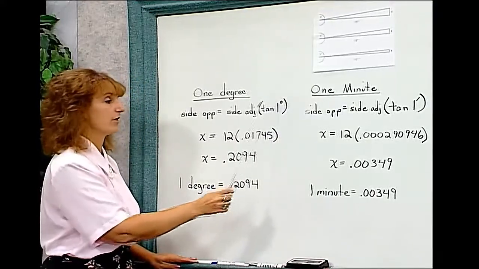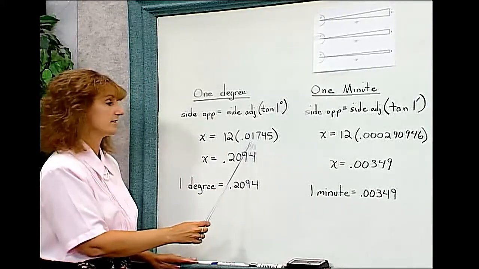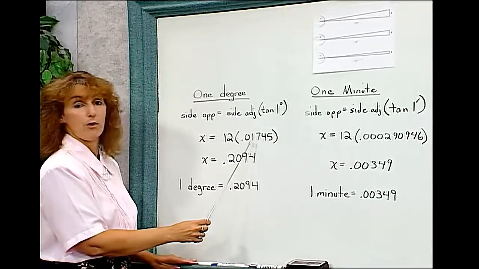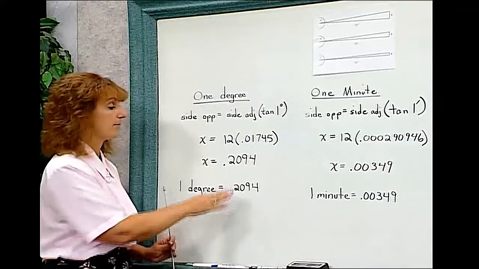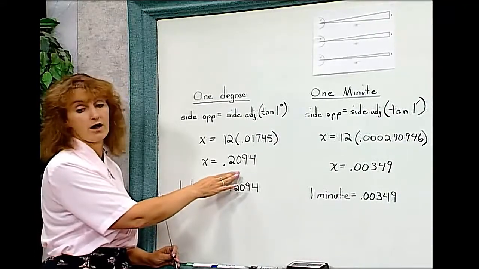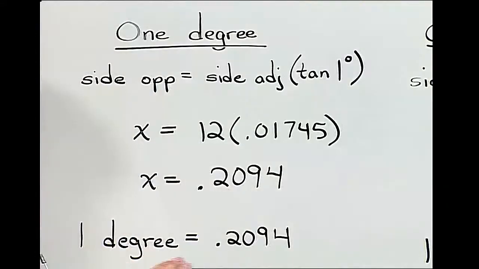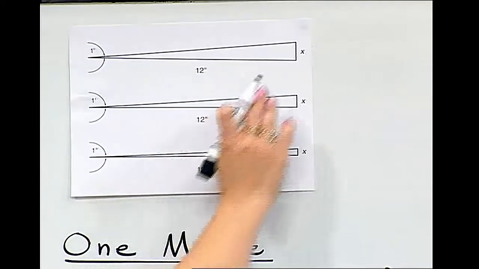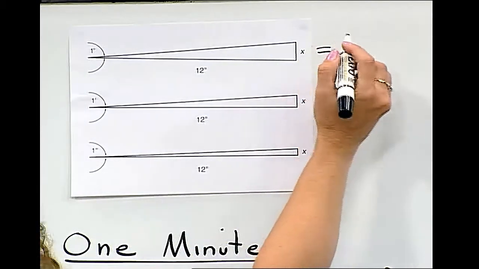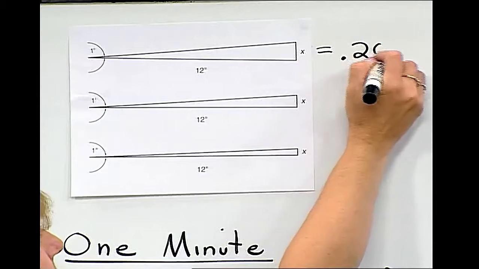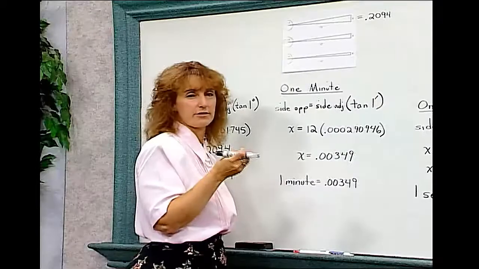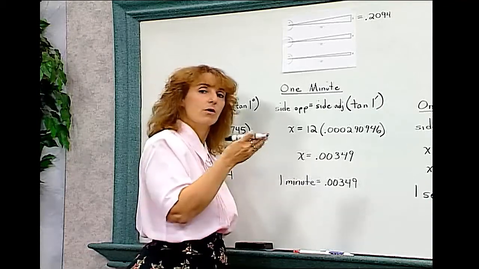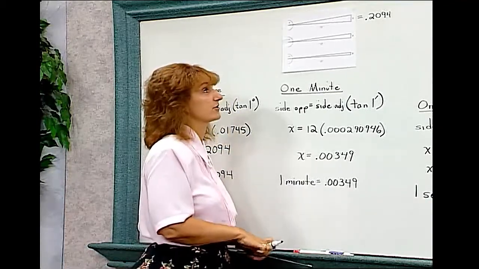The tangent of 1 degree is 0.01745. Multiplying by 12, which is the adjacent side, I get 0.2094. So 1 degree would make this x right here equal to 0.2094, which is a little over 3/16 of an inch, or less than 1/4 of an inch.